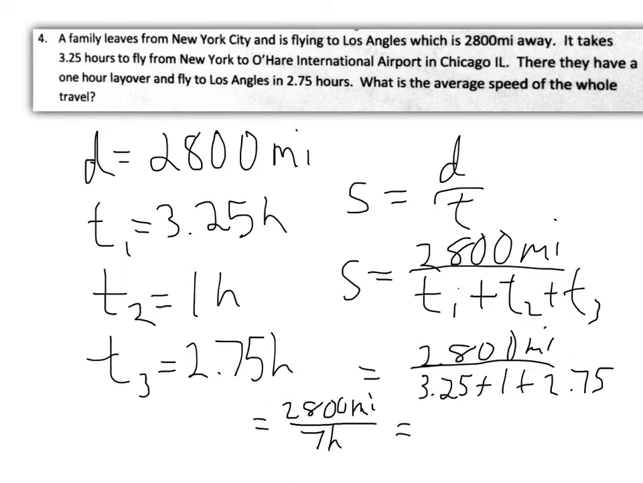And then we're going to divide 2,800 by 7, and we get 400 miles per hour. And that is our speed for the trip. No direction because we're only solving for speed, not for velocity.